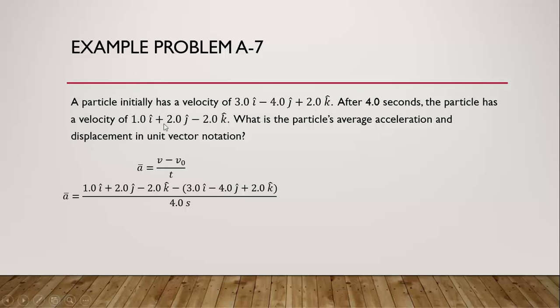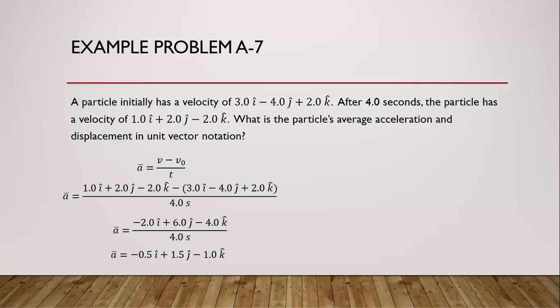Here's my final velocity, 1 i hat plus 2 j hat minus 2 k hat. There's my initial velocity, and I just substitute them in for v final and v initial, and substitute t in for t. Guess what? If I combine like terms, which I've done here, 1 minus 3 is negative 2, 2 minus a negative 4 would be like 2 plus 4, 6, negative 2 minus 2 would be negative 4, and solve it out, we got the average acceleration in unit vector notation right there: negative 5 i hat plus 1.5 j hat minus 1 k hat.